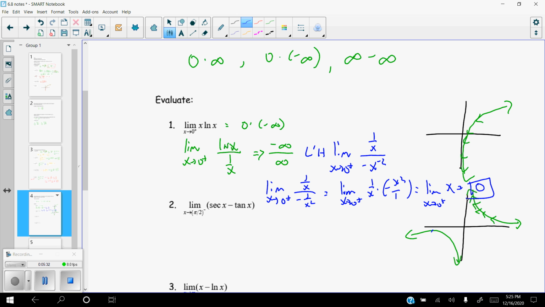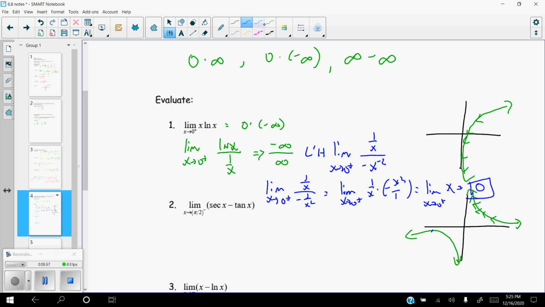So you do have to do a little bit of algebra, but it can still be done. All right, let's move on to number 2. Now in number 2, you really have to know your trig stuff here. The limit as x approaches pi halves from the left-hand side of secant of x minus tangent of x. You have to go back to your graphs of secant and tangent, or at least understand how they work.